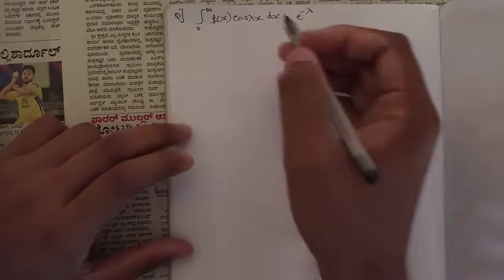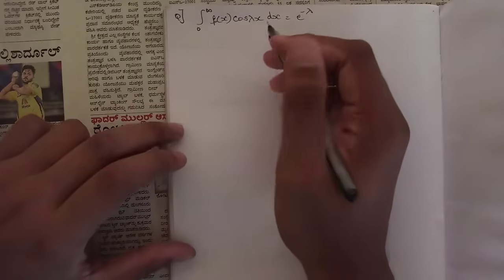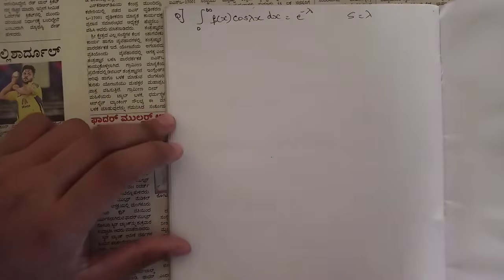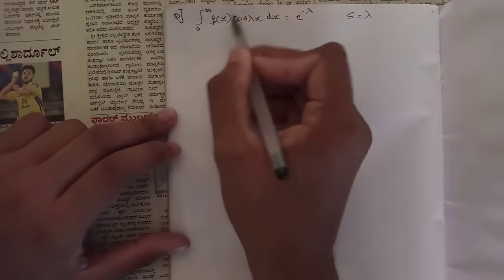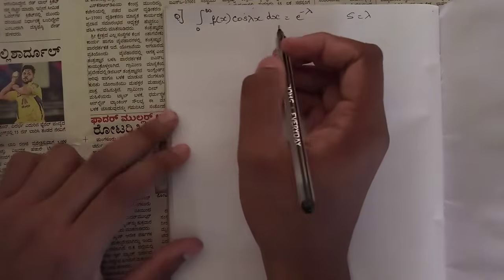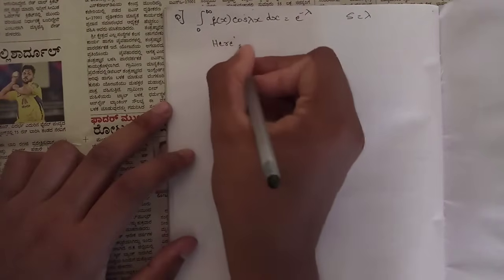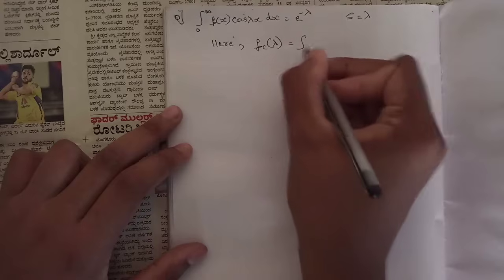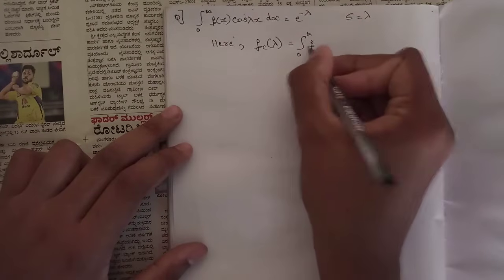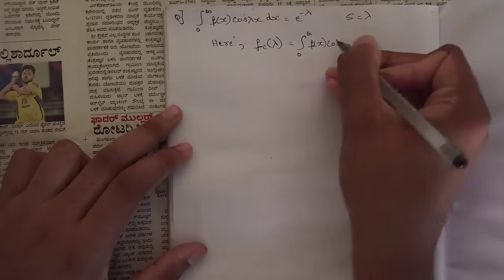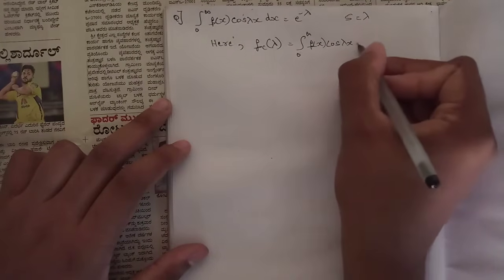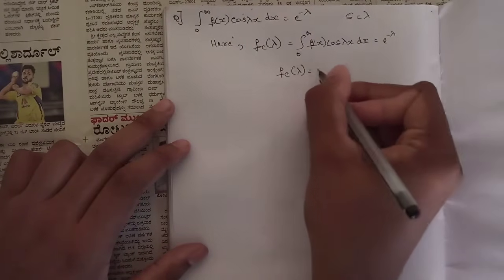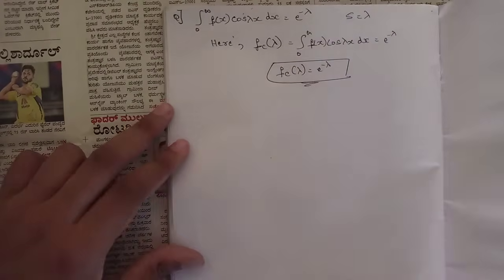So here the thing is that till now we had alpha as the parameter, right? Here in place of x, in place of s, we have lambda, okay? So again the same thing, identified cos is there, so it is the Fourier cosine transform, and the Fourier cosine transform is given by fc of lambda, where the parameter here is lambda, equal to integral from 0 to infinity of f of x cos lambda x dx, which is equal to e to the power minus lambda. So we can write it as fc of lambda is equal to e to the power minus lambda, right?